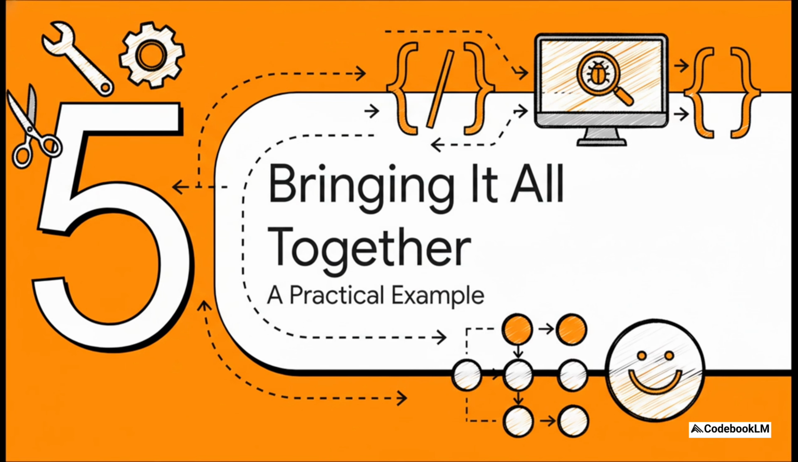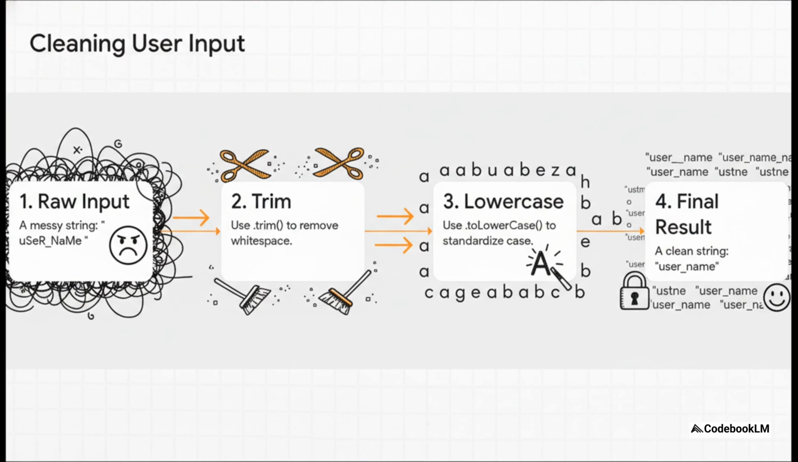Okay, we've looked at a bunch of different tools in our string toolbox. Now, let's see what happens when we chain them together. This is where the real power starts to show. So let's imagine a user is signing up for your app. And this is the username they enter. Look at it. It's a mess, right? We got extra spaces on both ends, some random capital letters. It's just not clean. So what do we do?